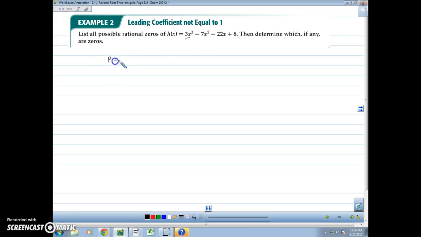So we start with our p again. P is all of the factors of 8, the constant. So that's plus or minus 8, plus or minus 4, plus or minus 2, and plus or minus 1. And q would be plus or minus 3, and plus or minus 1. So the factors of your leading coefficient. So to find all the possible rational zeros, we have to do p divided by q. So I always just take it one at a time. I do 8 divided by 3 is plus or minus 8/3.